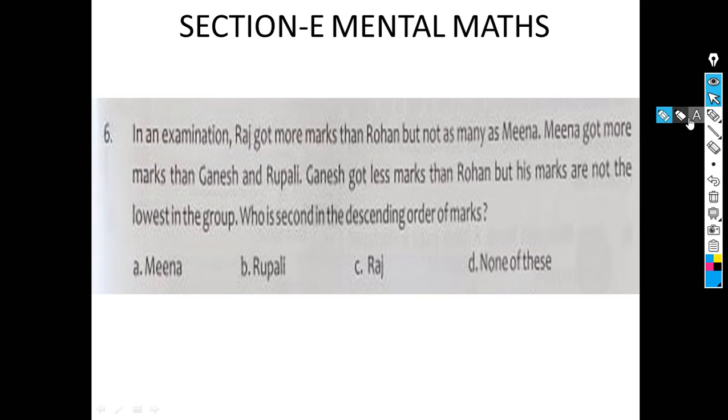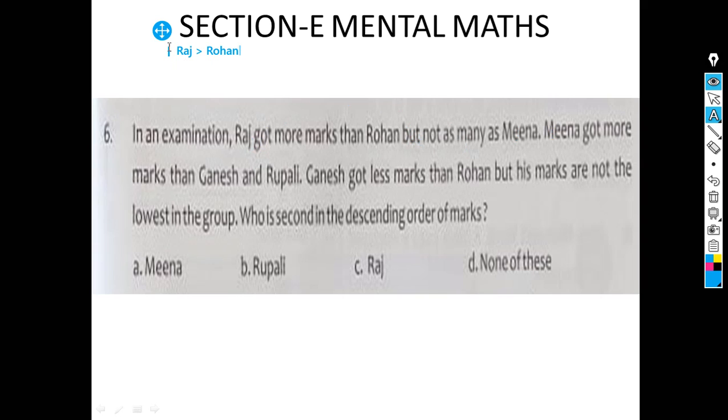So let us check it out. We will go step by step, according to the statement. First is Raj. Look at this part of the statement: Raj got more marks than Rohan. More means greater, so we will use the greater than symbol, as you use in mathematics. Raj got greater marks than Rohan. Raj marks are greater than Rohan marks. But next it says that Raj's marks are not as many as Meena's.